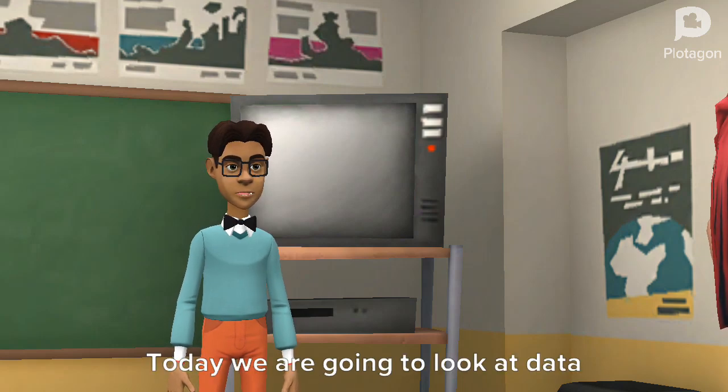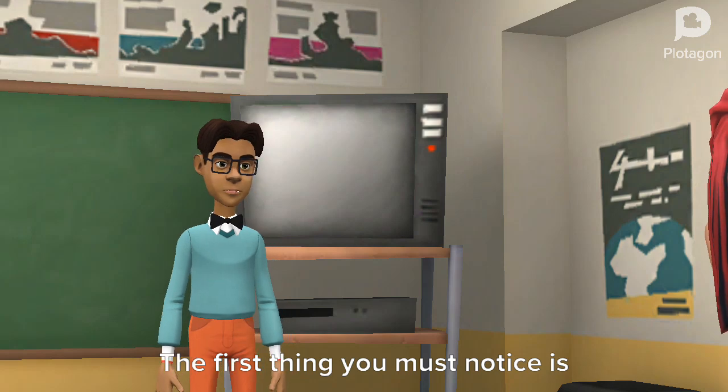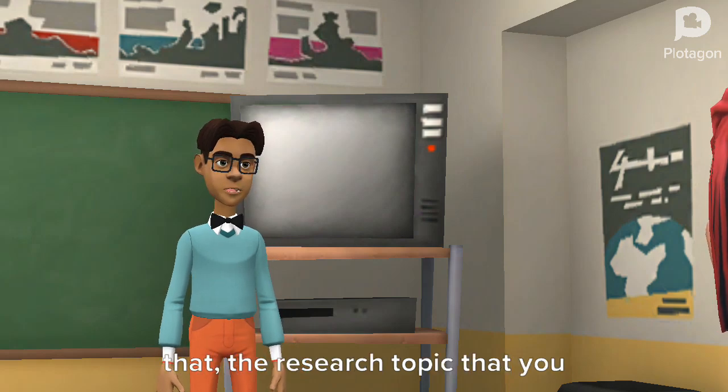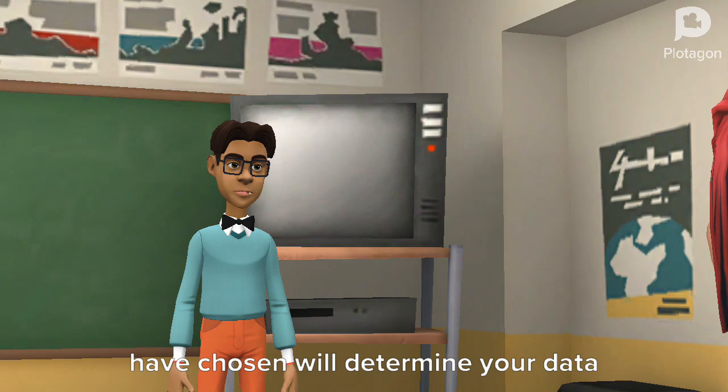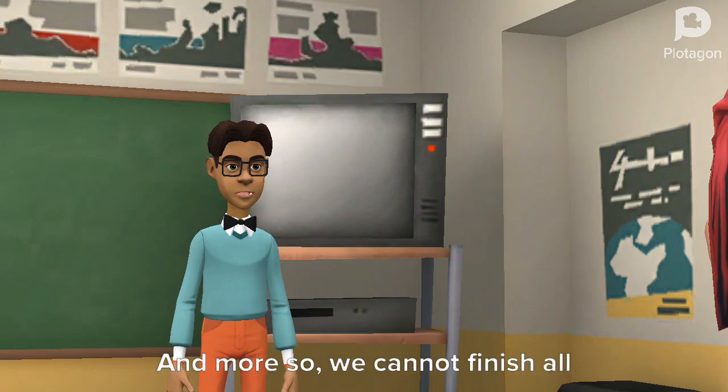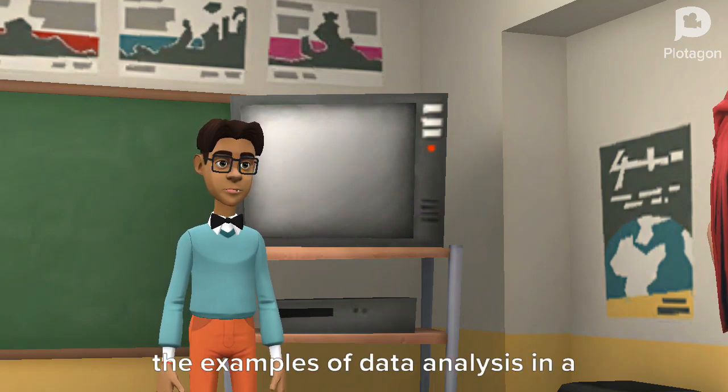Today we are going to look at data analysis. The first thing you must notice is that the research topic that you have chosen will determine your data analysis. And more so, we cannot finish all the examples of data analysis in a lesson.